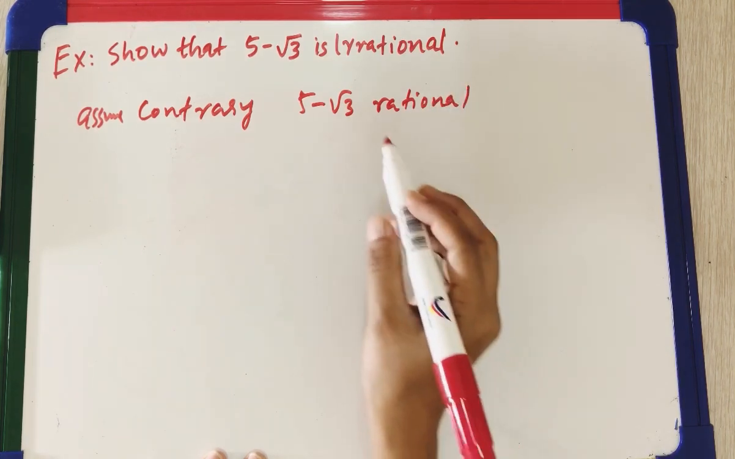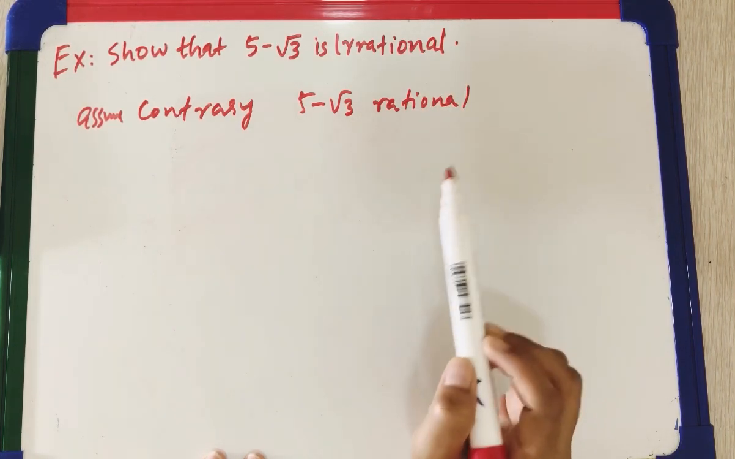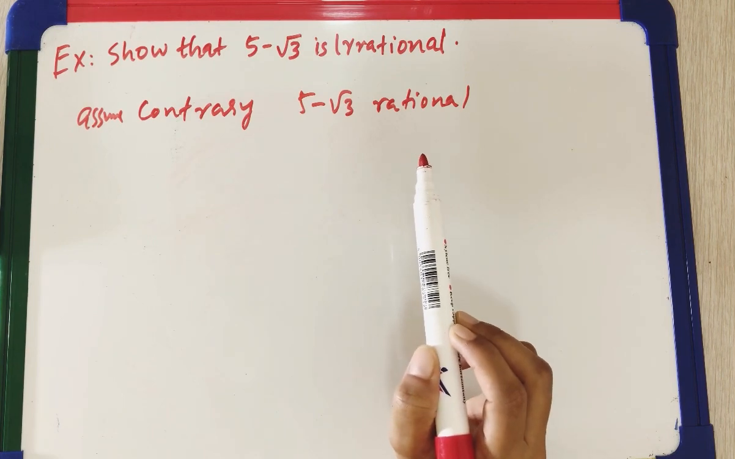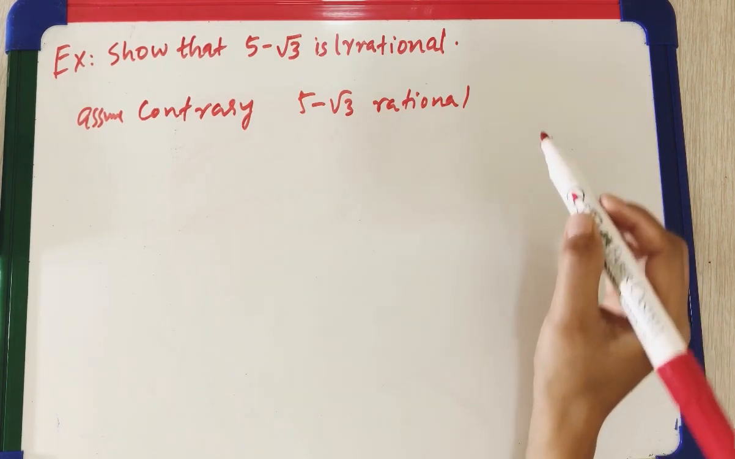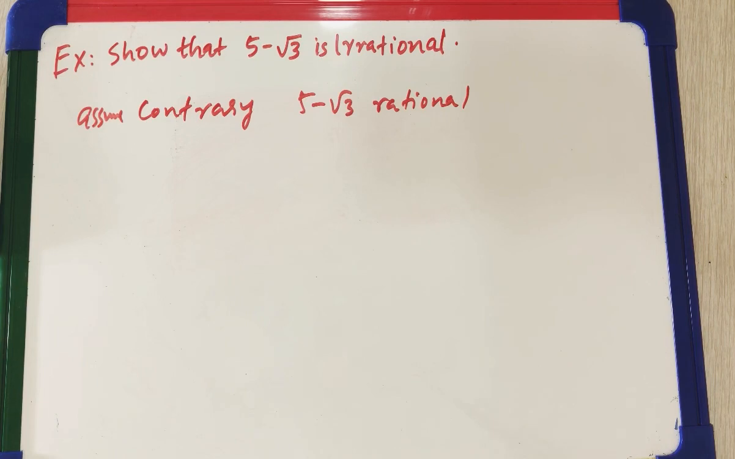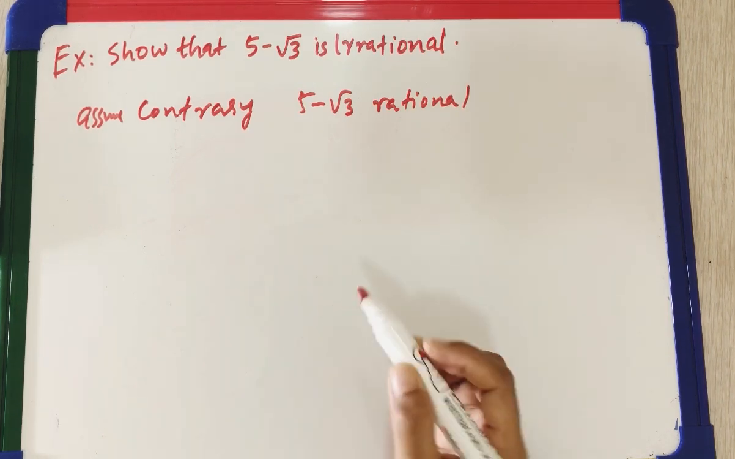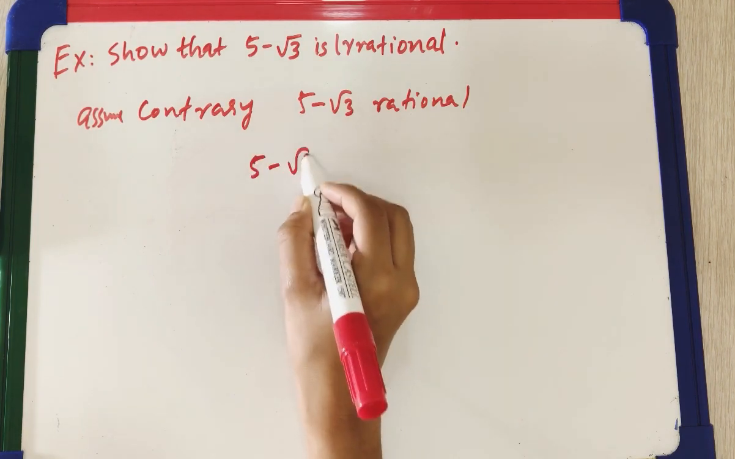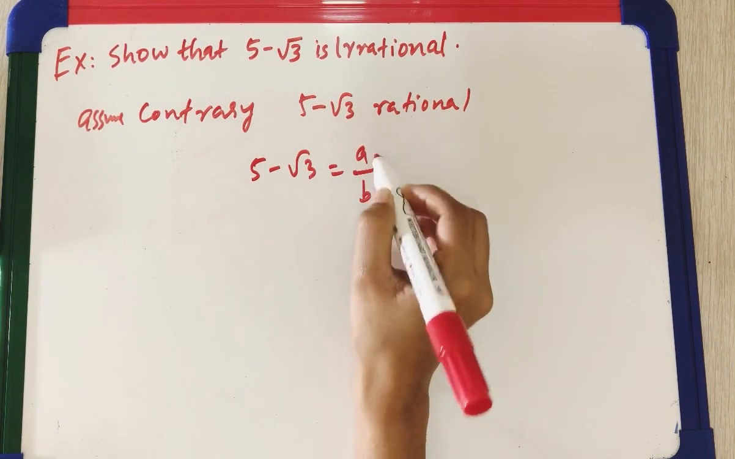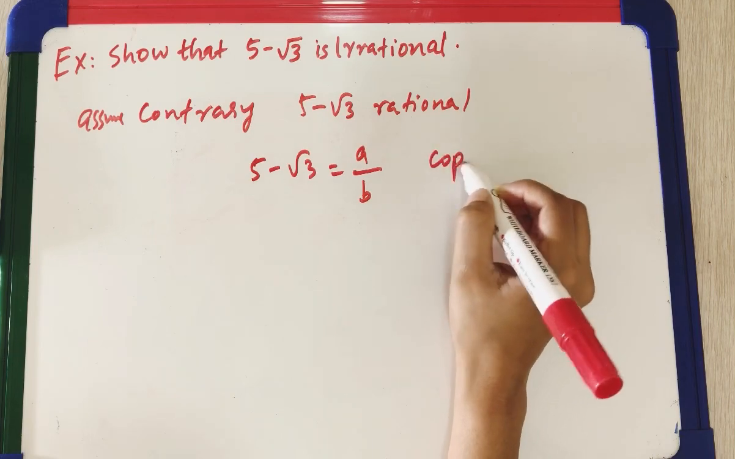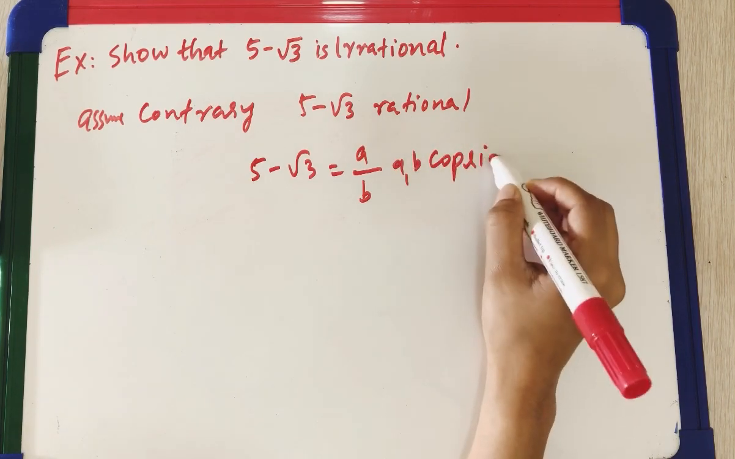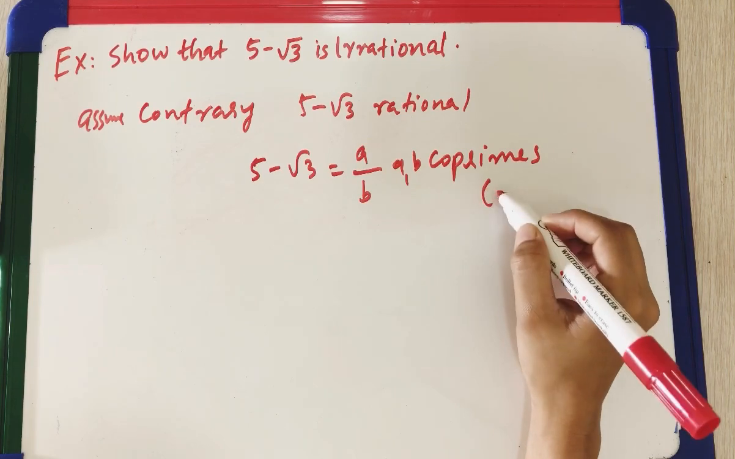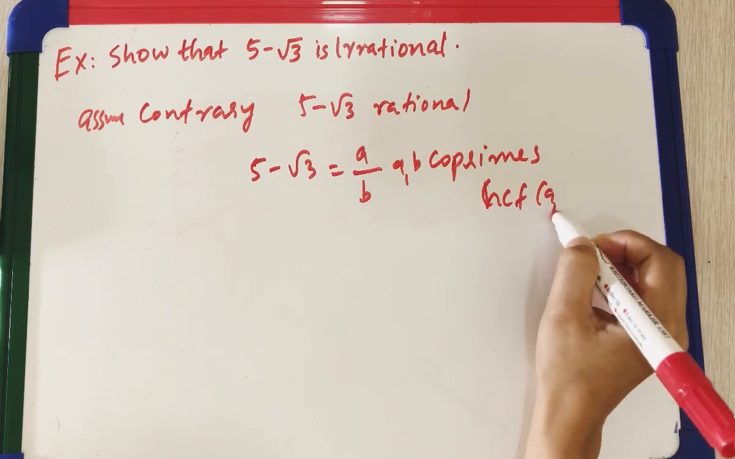5 minus root 3 is rational means we can find some r and s, where r and s are integers and s is not equal to 0, with 5 minus root 3 equal to r by s. Again, if it has a common factor, divide by that common factor to get co-primes A and B. Here we can directly write that step. 5 minus root 3 is equal to A by B, where A and B are co-primes, or A and B are numbers with the HCF of A and B equal to 1.